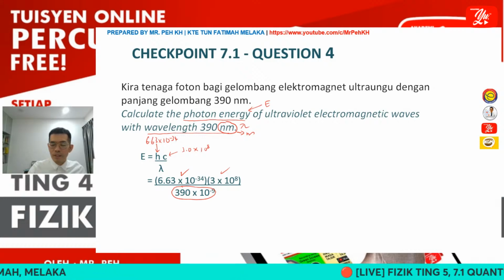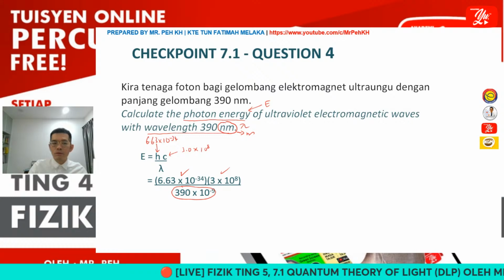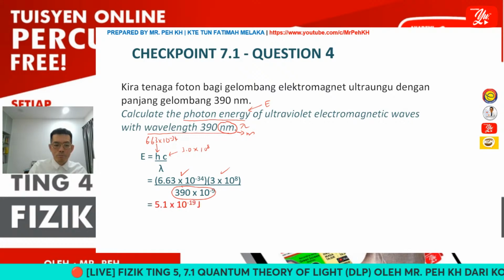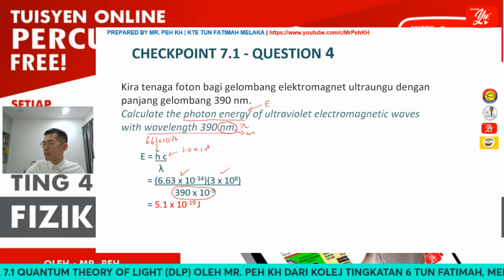So E will be energy. So the final unit will be joule. So the answer here will be 5.1 times 10 power negative 19 joule.